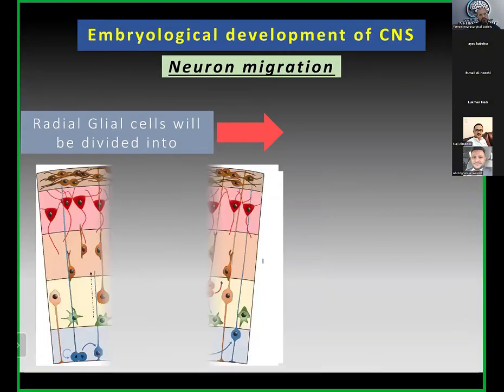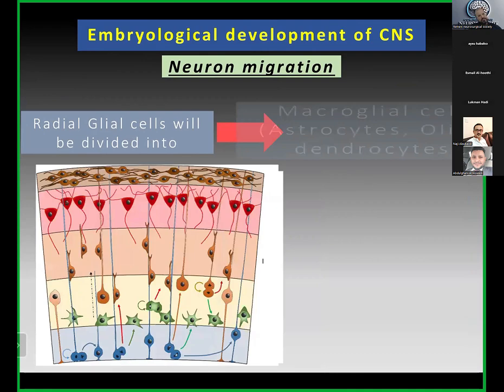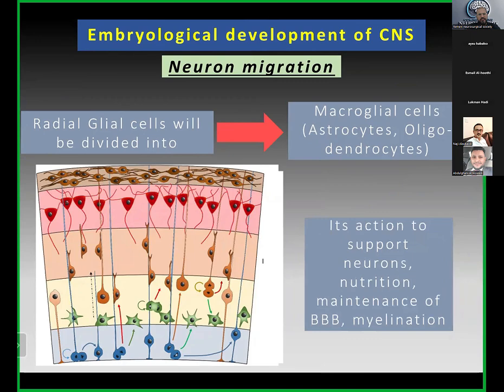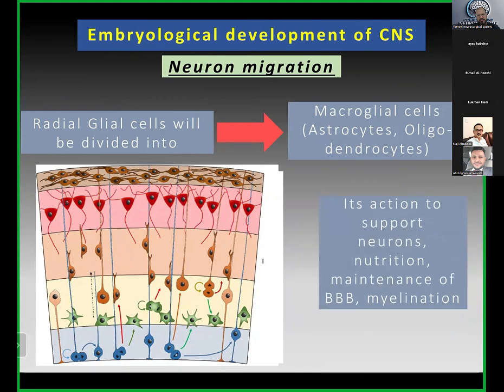Also, one of the divisions of the radial glial cells is the macroglia. These radial glial cells will differentiate into another type of cells called the macroglia. This macroglia includes the astrocytes and oligodendrocytes. These cells support the neurons and give nutrition, maintain the blood-brain barrier, and perform myelination.